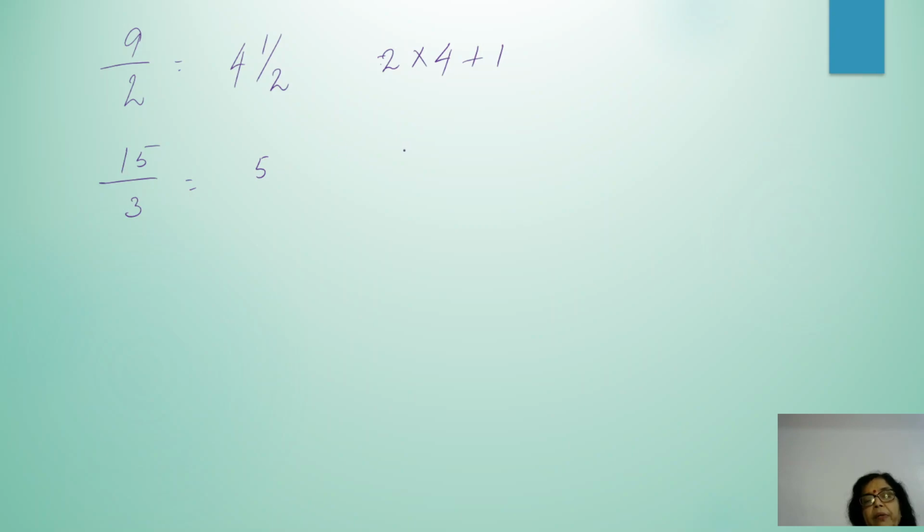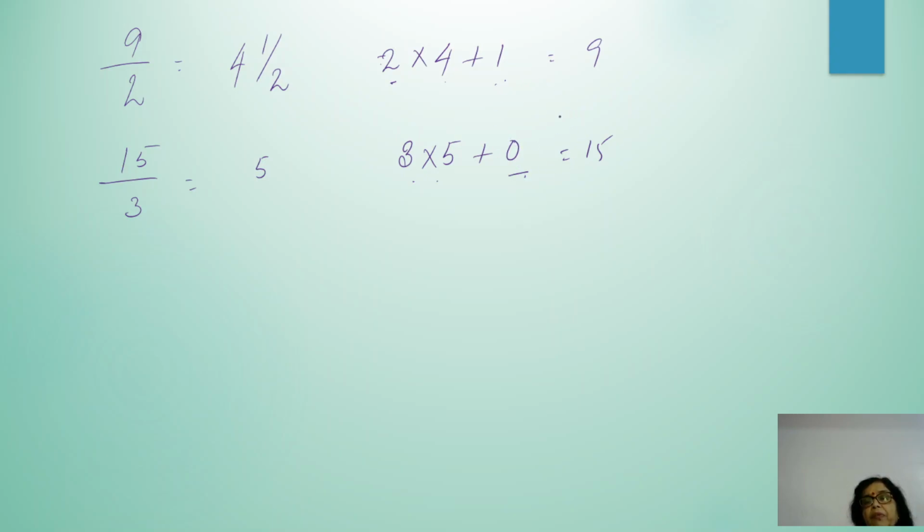So here also, if I take the divisor and multiply it by the quotient and add the remainder 0 over here, I'll get 15. So the dividend is obtained by divisor into quotient plus the remainder. Divisor into quotient plus the remainder. So you may notice over here that the remainder can be 0 or it can be any other number.